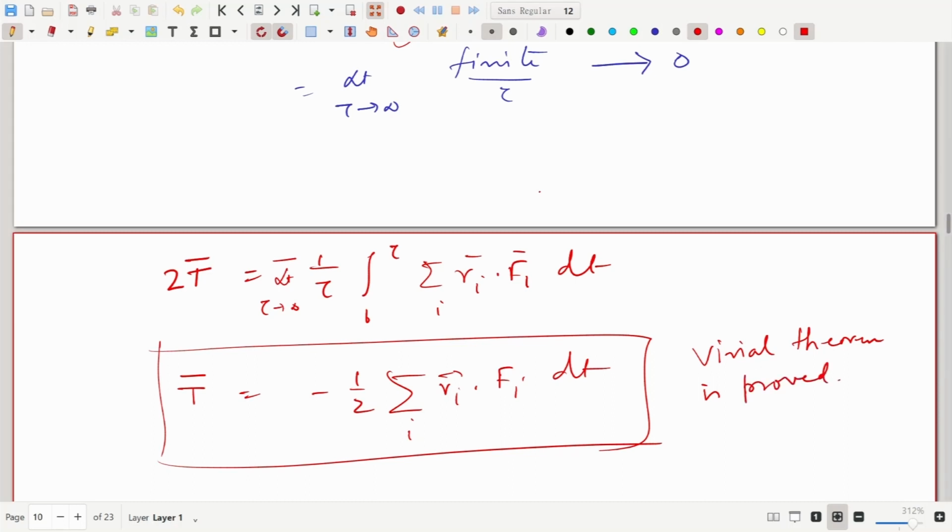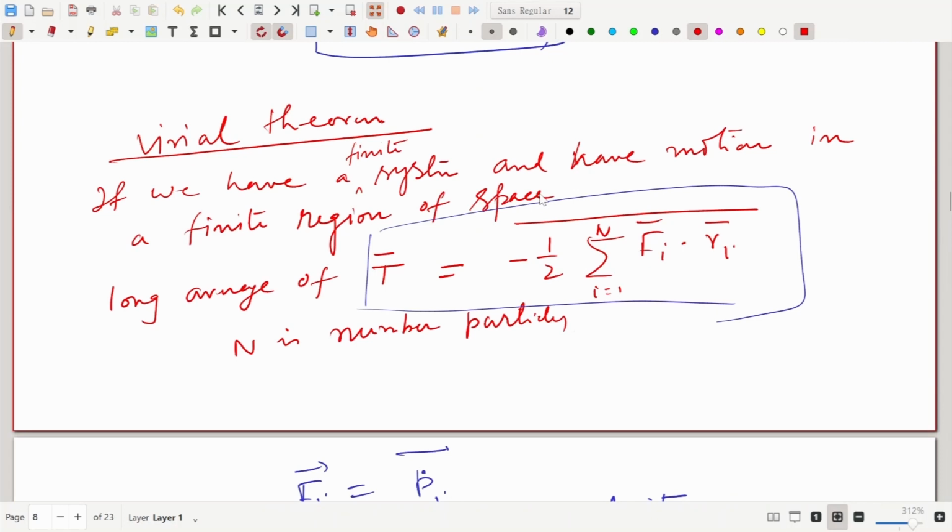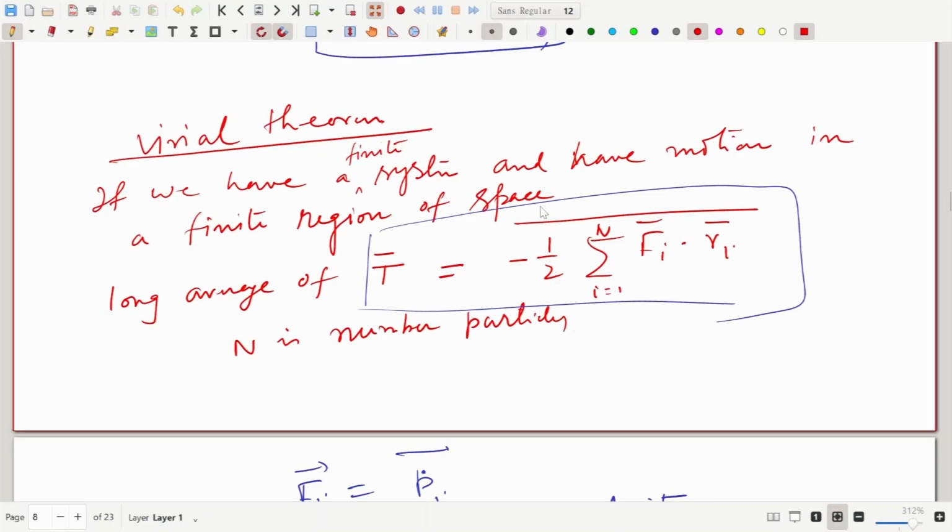So, it is proved. Let me recall what the statement of the Virial theorem was: if you have a system of n particles, a finite number of particles, moving in a finite region of space under the influence of force Fi on the ith particle, then the long time average of the kinetic energy is given by minus half the long time average of the sum over i from 1 to n of Fi dot ri, and this we have proved explicitly here.